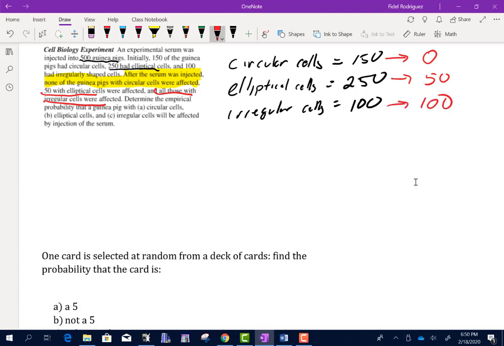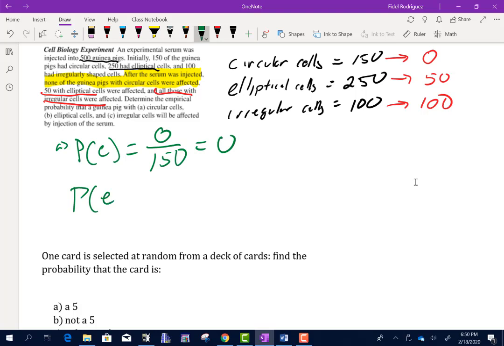Okay. Now, let's see if we can answer the question. Determine the empirical probability that a guinea pig with A, circular cells, B, elliptical cells, and C, irregular cells will be injected by the serum. Okay, so for part A, the ones for the circular cells, well, look how many we had. We had a total of 150. None of them were affected, so the probability for that one is 0.